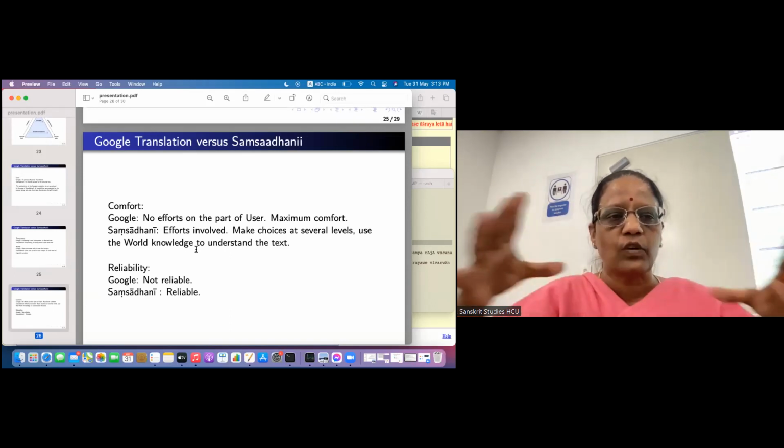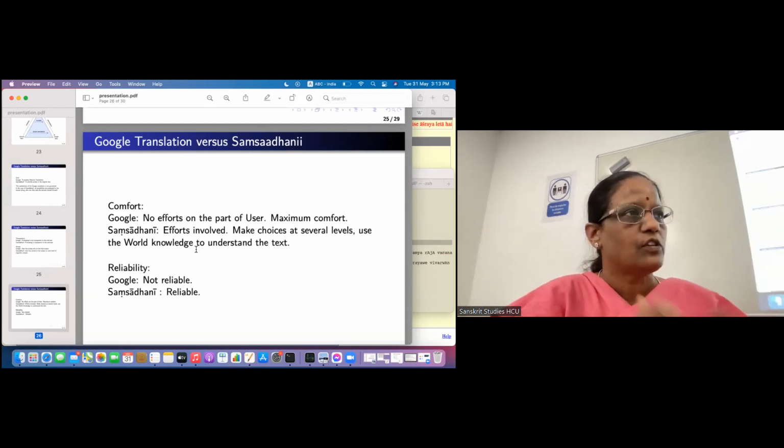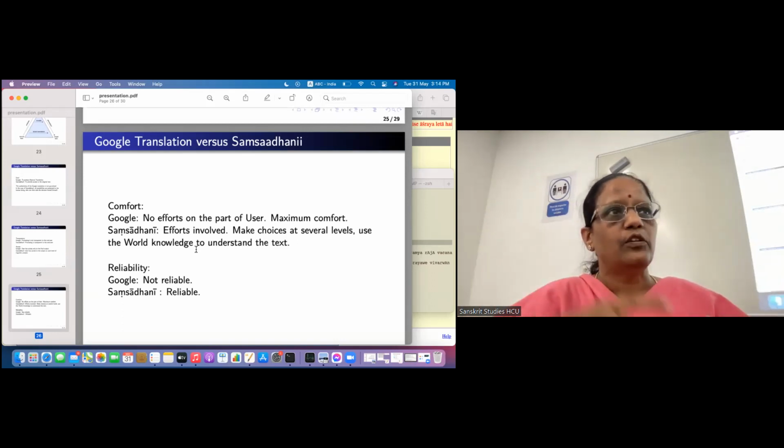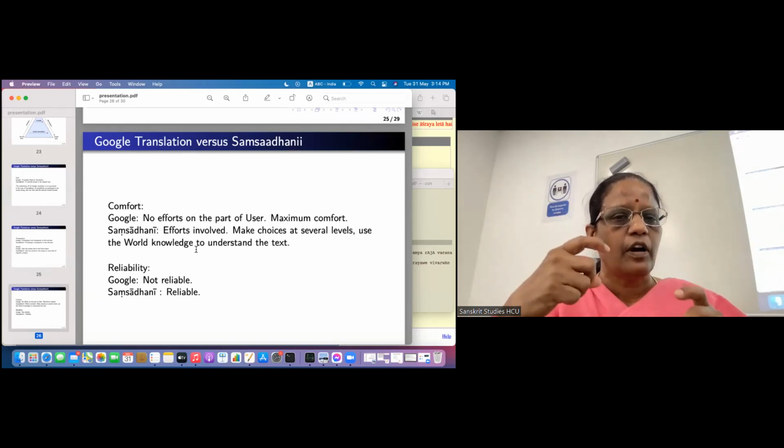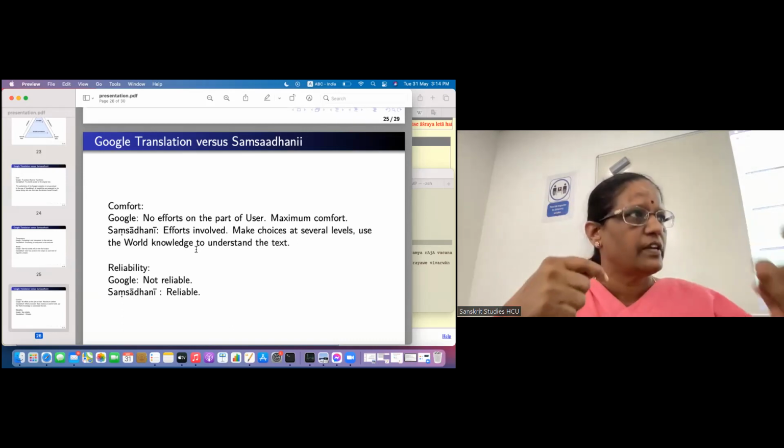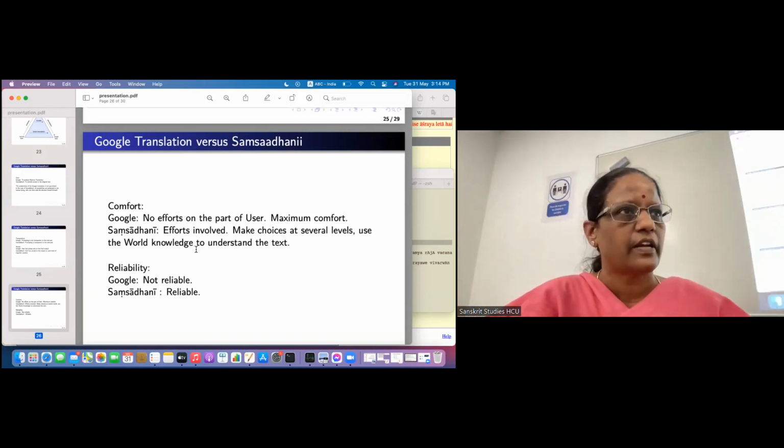And then in such cases, we need to make the choices as a user in order to understand what the machine has produced. I showed you just the graph. That graph is not enough. We need to understand each and every word, its meaning, what is the relation, and then we need to understand the complete sentence. So we need to put in a little more effort.